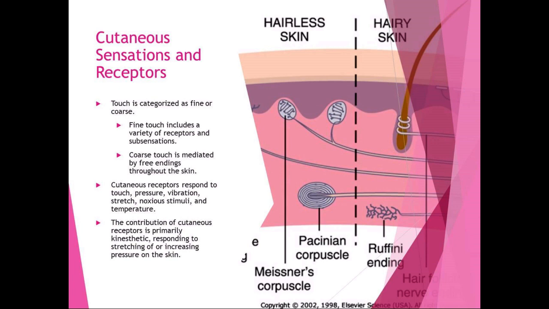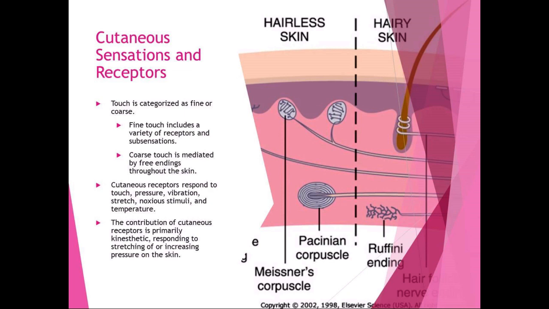The difference is that those individual receptors have specific types of endings that detect specific things. When you look at that Pacinian corpuscle, you can see how it could detect pressure. The Ruffini endings detect stretch. The Meissner corpuscles detect fine touch. So cutaneous receptors respond to touch, pressure, vibration, stretch, noxious stimuli, and temperature. That's a good thing to know.